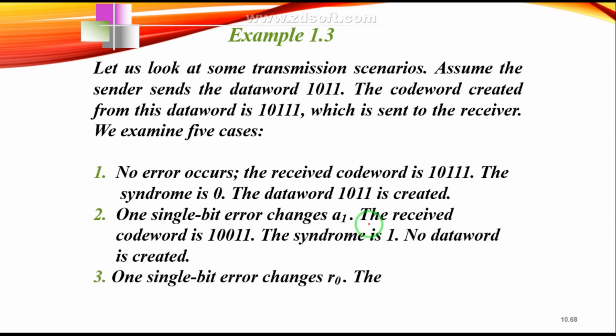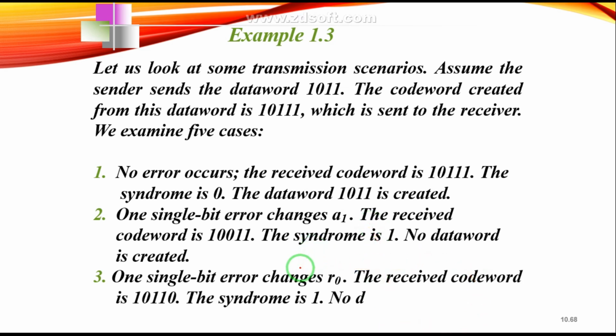Now the third scenario. One single bit error changes R0. It may happen that the parity bit changes. The parity bit gets corrupted. So the number of ones in the code word is odd. So the syndrome is 1, hence no data word is created.